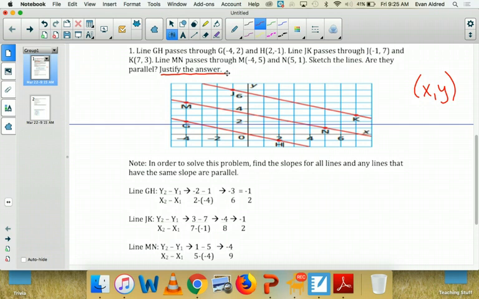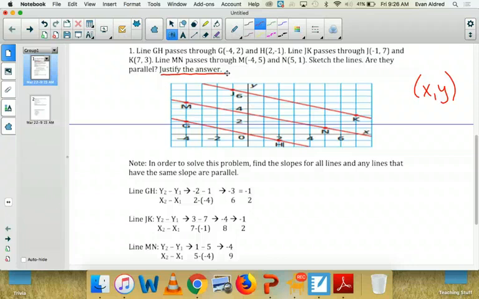And where this becomes especially important in problems like this is if you just use the eyeball test, maybe they all look parallel. Maybe none of them look parallel. Maybe two of them look parallel and one doesn't. But if we look at the diagram, it's impossible to say exactly which two, if any, are parallel, or if all three are parallel to one another. So to do this, we have to work out the slope.